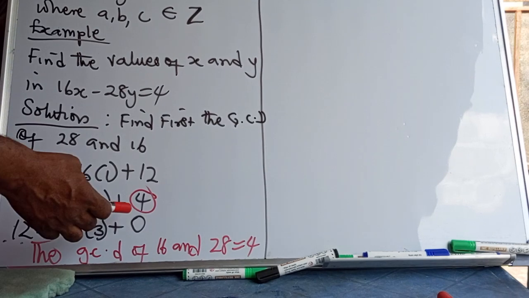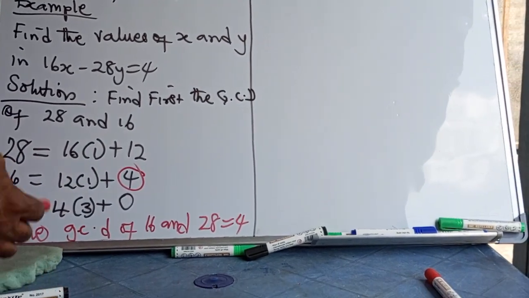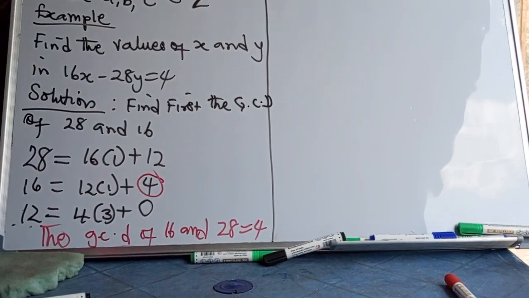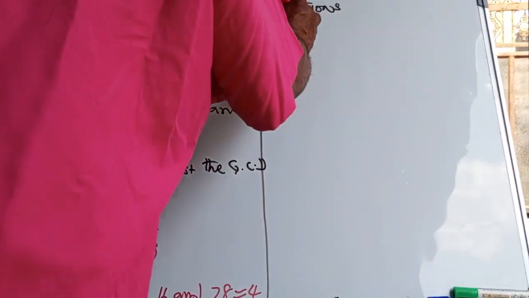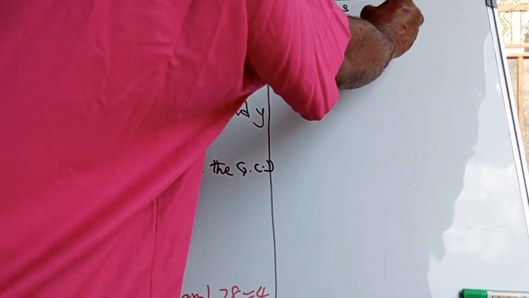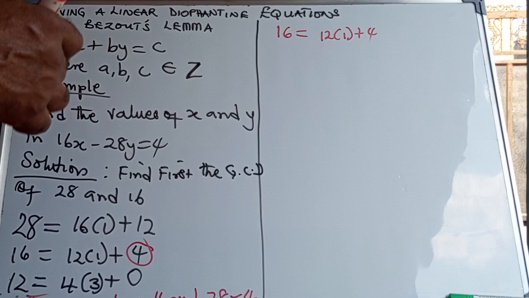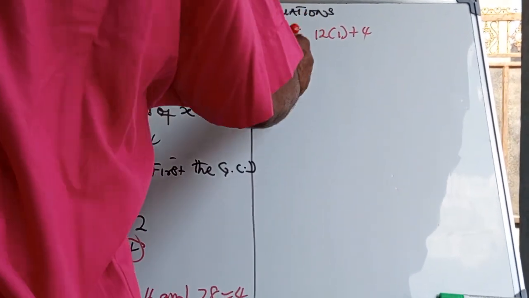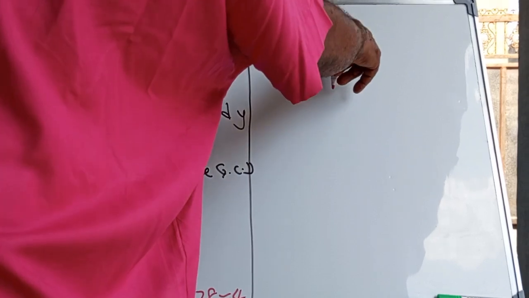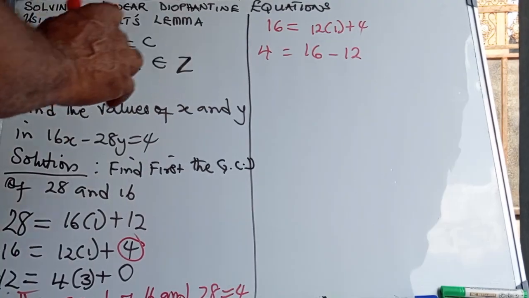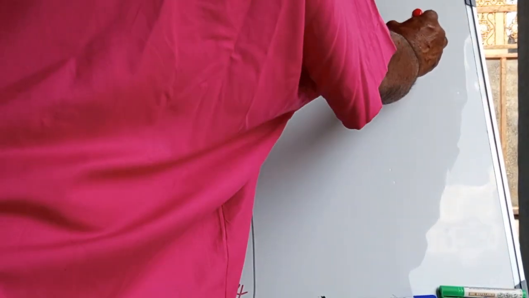So with that, we can start solving this problem in reverse. How do we do it? Now let's look at it from where we have the GCD. Automatically we have 16 is equal to 12 times 1 plus 4. So if we use the additive inverse of 12, which is negative 12, we have that 4 will be equal to 16 minus 12. Now, let's call that equation 1.